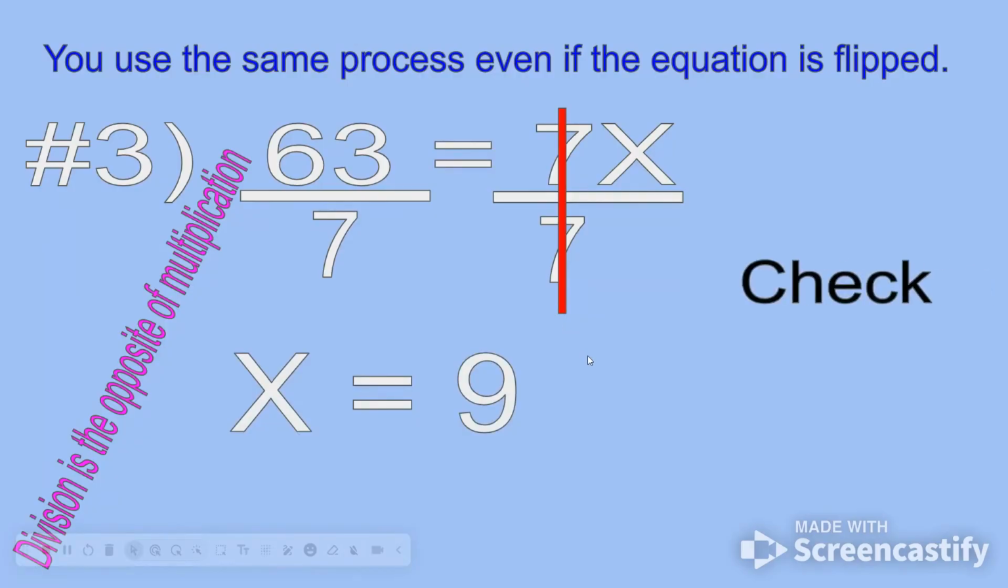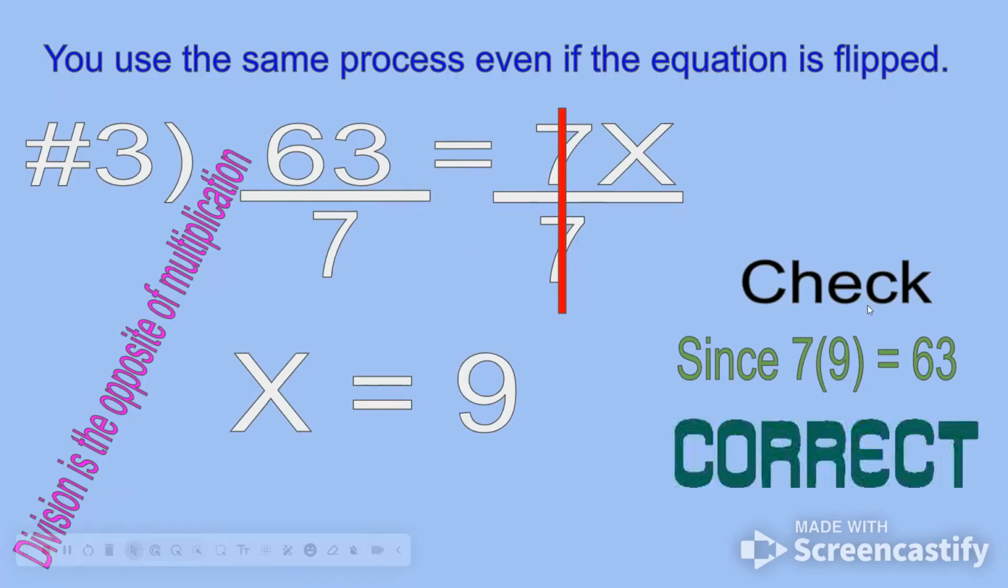Okay, but let's check to make sure we got the right answer. So to check it, instead of 7 times x, I'm going to do 7 times 9. And since 7 times 9 is 63, we're good. Okay, we have the correct answer.